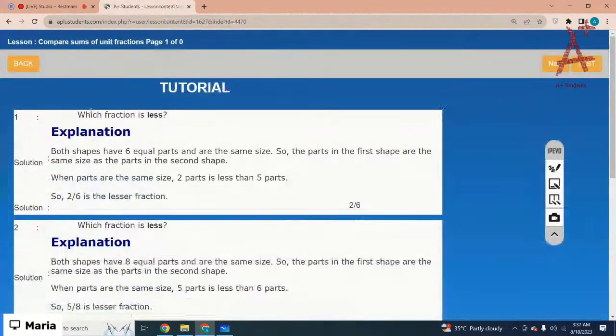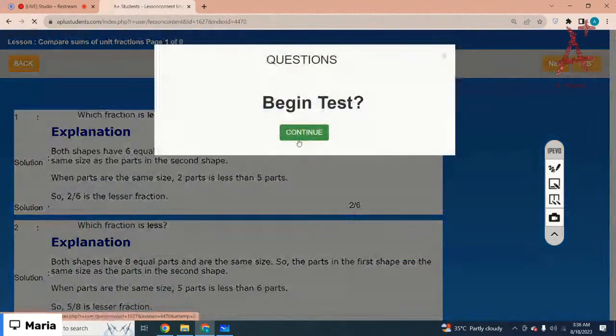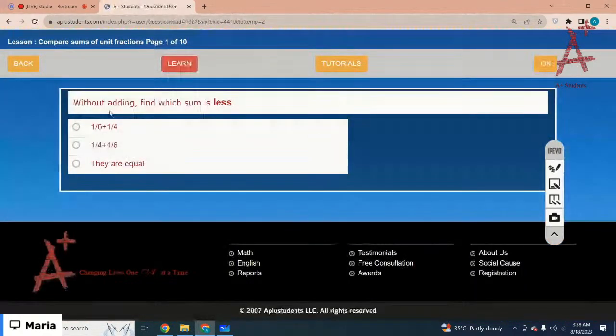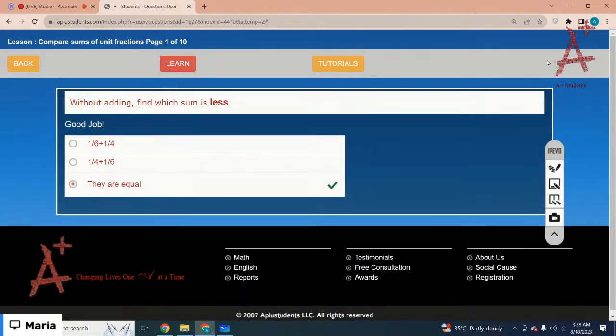Let's just start. Okay, which fraction is less? Let's just start with the test questions. Okay, without adding, find which sum is less, right? You don't have to add 1 over 6 and 1 over 4. Both of the fractions have the same fractions, 1 over 6 here, 1 over 6 here, 1 over 4 here, 1 over 4 here. So they are equal, right? Because the fractions are the same in both the options, so they are equal.